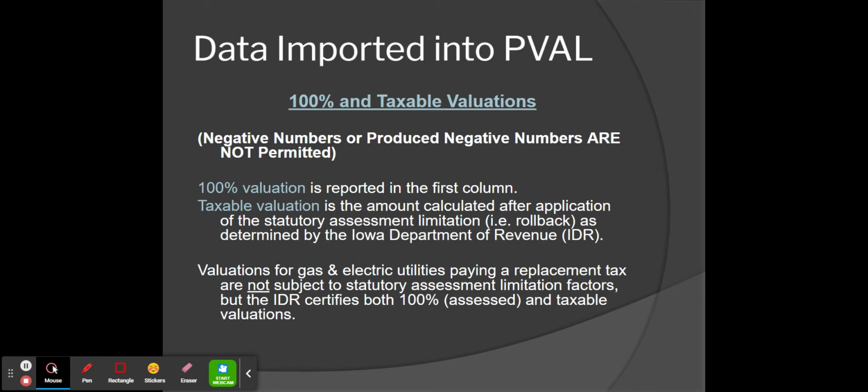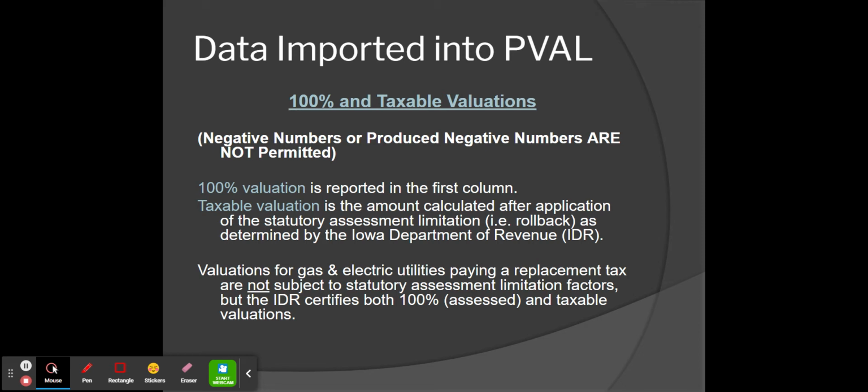The 100% valuation is reported in the first column, and taxable value, of course, is the amount calculated after the application of the statutory assessment limitation or rollback as determined by the Department of Revenue. Department of Revenue issues those rollback figures formally, typically at the end of October. Valuations for gas and electric utilities are reported. They do pay a replacement tax and are not subject to a statutory assessment limitation.